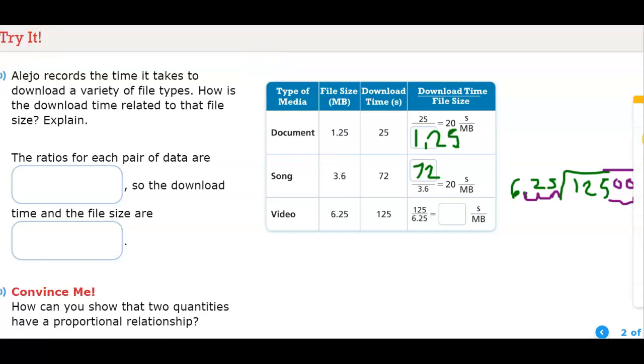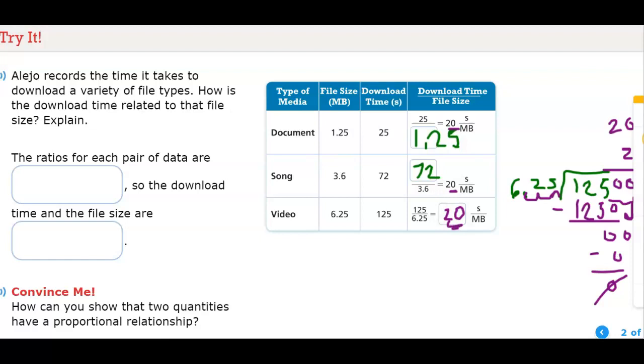625 times 2 is equal to 1,250. Then we bring down that 0, and 625 can go into 0 times. So let me just write it up here. That'll be 20, and that's 0. And our answer will be 20 after we simplify that. So if you notice, for each one, there's a 20 after they simplified it.